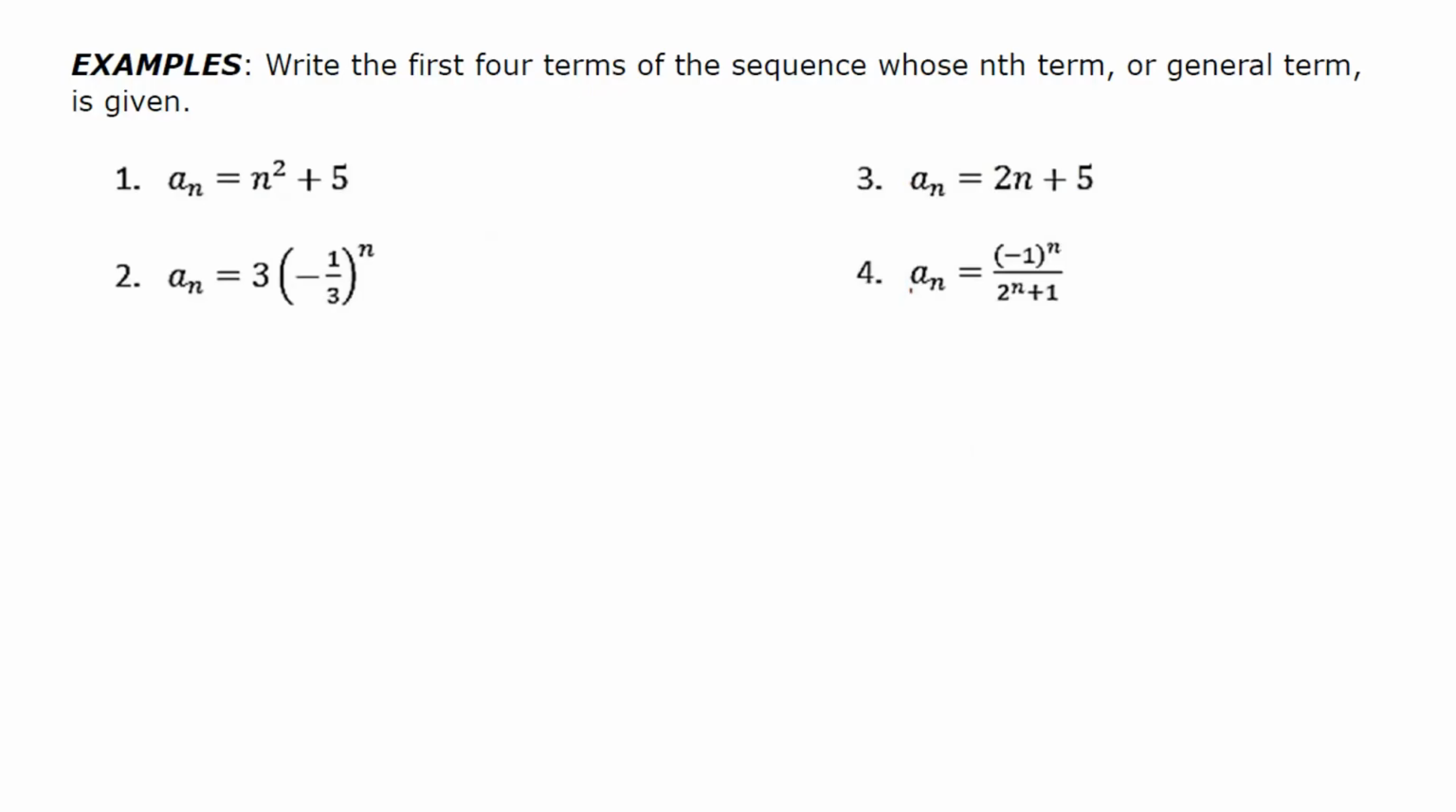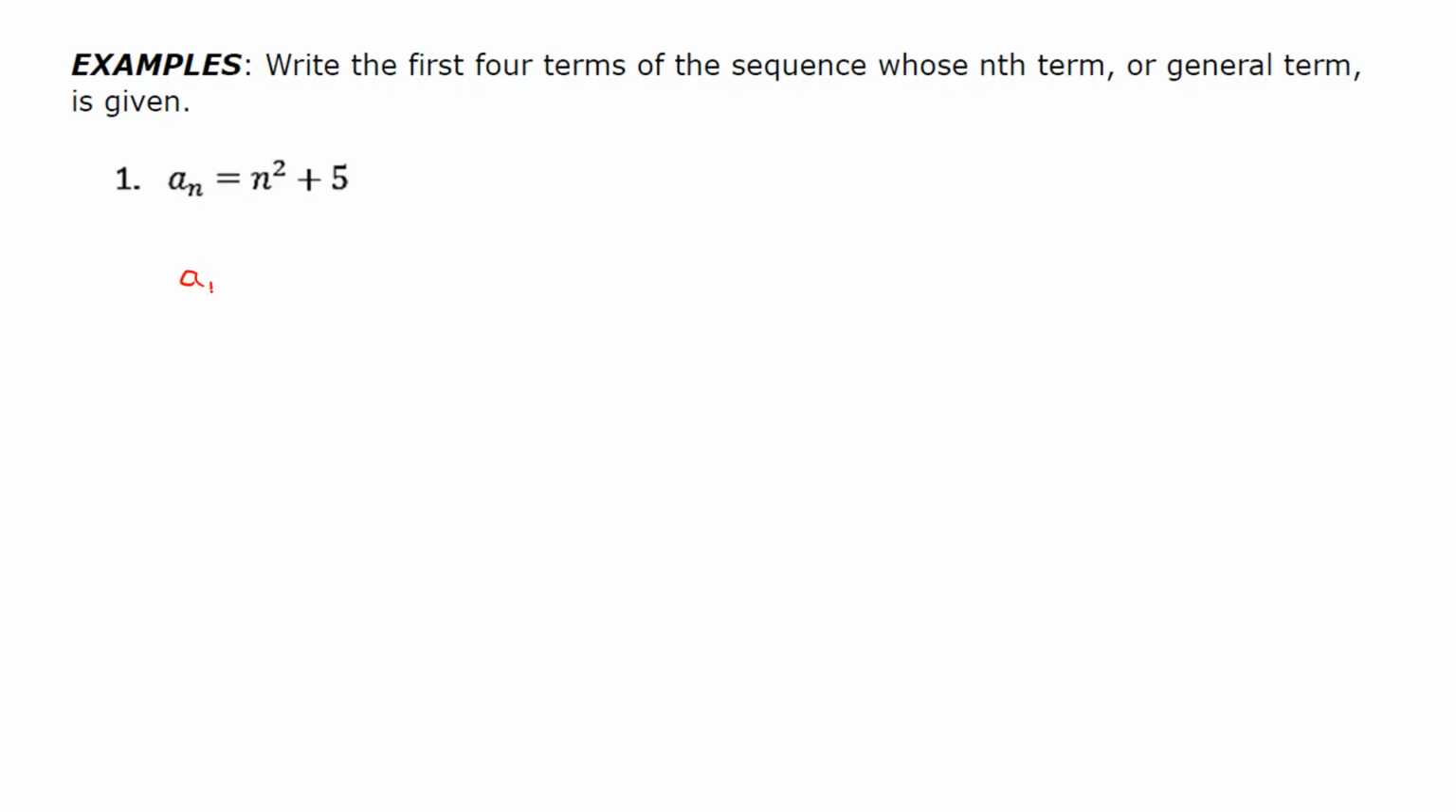So in these examples, we're going to write the first 4 terms of the sequence whose nth term or general term is given. So these are going to be considered finite sequences because we're only looking at the first 4 terms. Let's do the first one. A subscript n equals n squared plus 5. So we need to find the first 4 terms.